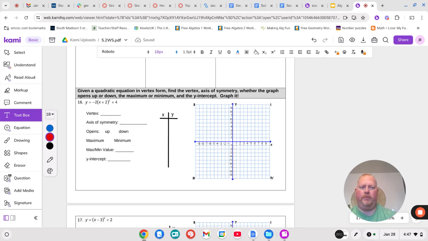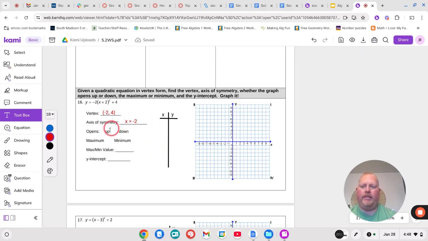Let's take a look at this problem. So the vertex is going to be -2, 4. And then the axis of symmetry, if you recall, the axis of symmetry is just x equals whatever your x coordinate is. So it's going to be x equals -2. And then it asks about which way it opens. So this is where the a value comes in. Because my a value is -2, that tells me my parabola is going to open downward.